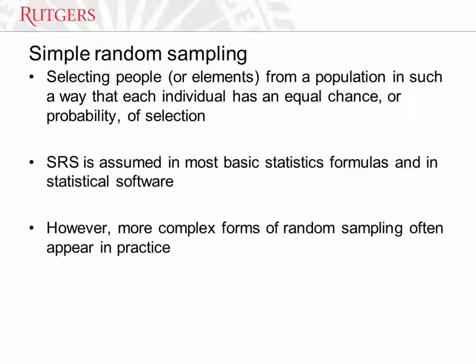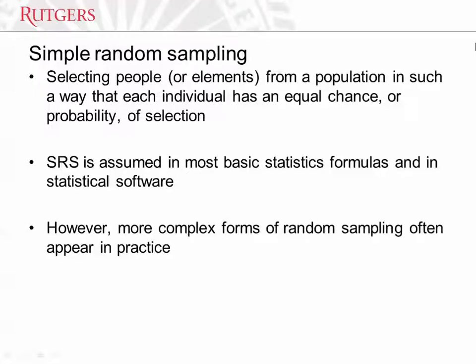Okay, so we'll start with simple random sampling. The basic model of random sampling is like selecting marbles from a jar or selecting numbers from a hat, and that kind of sampling is referred to as simple random sampling. So you select people or elements from a population so that each individual has an equal chance or probability of selection. It's abbreviated as SRS. SRS, or simple random sampling, is the basic model of sampling for most statistical formulas that you would learn in a basic statistics class.